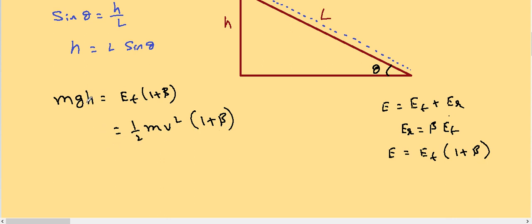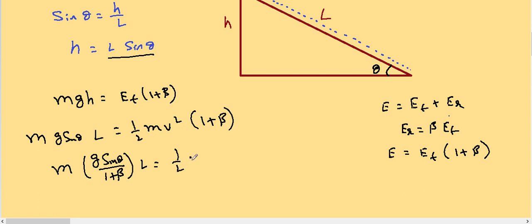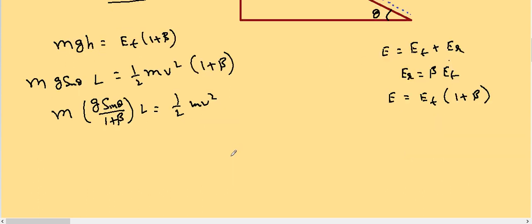Now in this mgh, instead of h, if I substitute L sin theta, I can take it as m into g sin theta into L. Bring this 1 plus beta to this side: m into g sin theta by 1 plus beta, into L, is equal to half mv square. So if I compare the equation with the linear motion, mass into acceleration multiplied by distance is equal to half mv square.